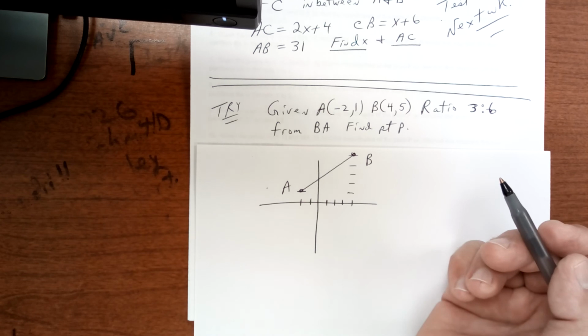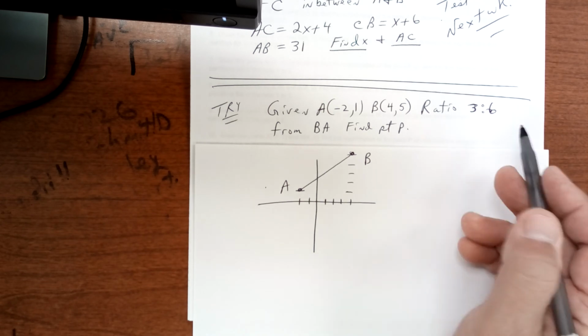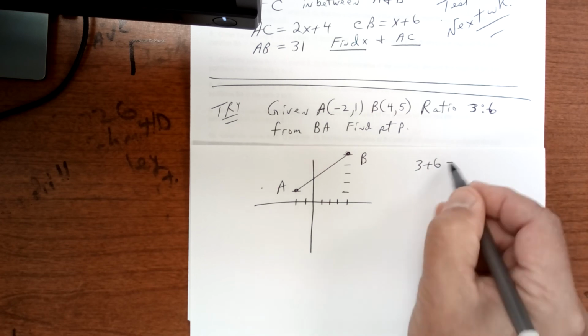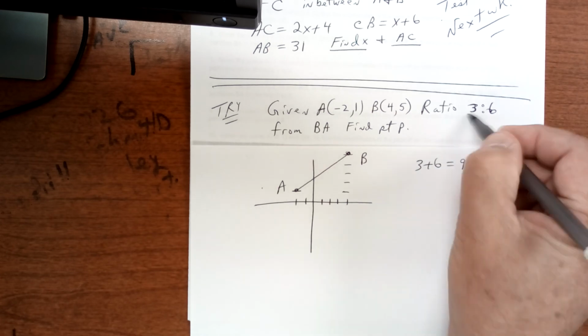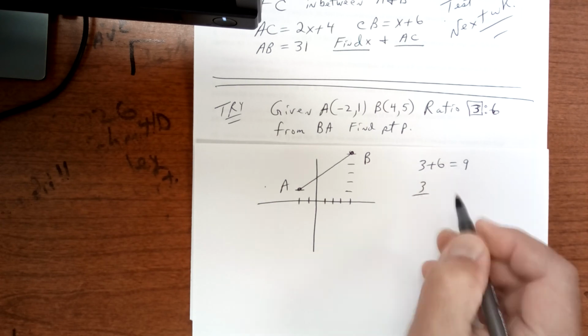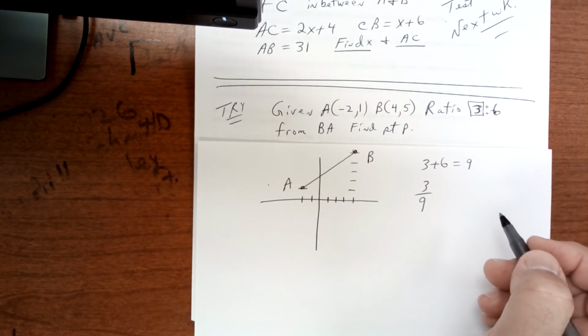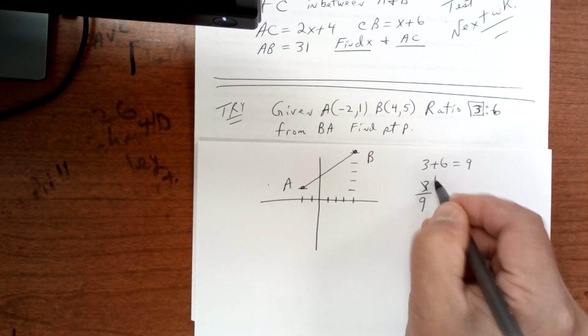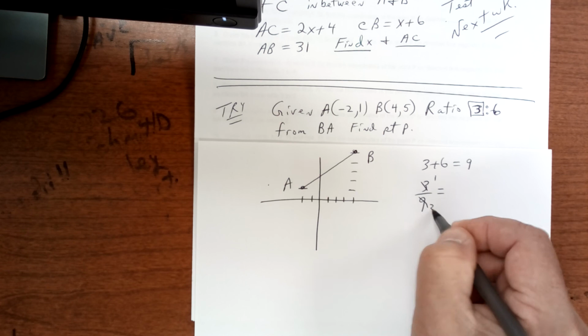The ratio is 3 to 6, so we're going to add that up. 3 plus 6 makes 9. So you're going to use the first number in the 9. So it's 3 over 9. Okay, so 3/9. And that reduces. 3 goes into 3 once, 3 goes into this 3 times, so you get 1/3.